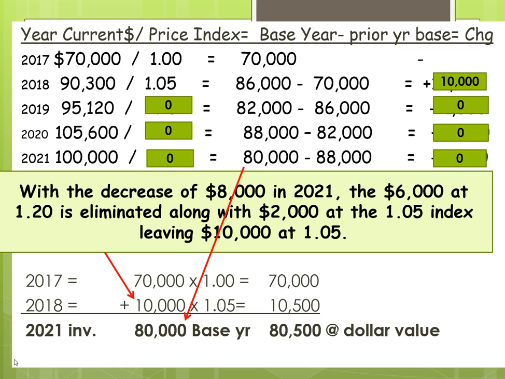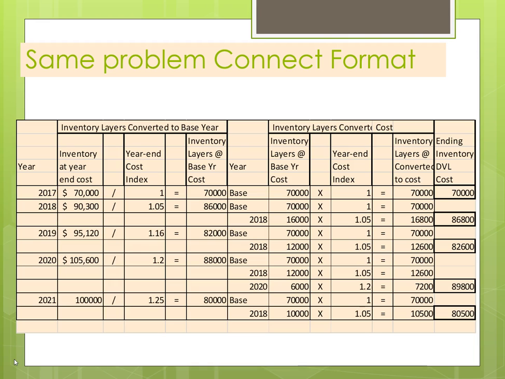Now what I'm going to do is the same problem using the format in your homework. So we go through, and if you notice, we end up with the same numbers. We first, using the schedule, put the inventory at year-end cost. We then put in our index, we convert it to base, and then we go through and do our layers for each year, and in the last column we show the inventory value using dollar value LIFO.